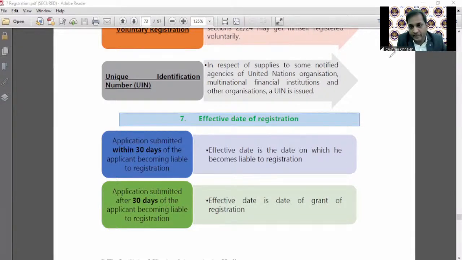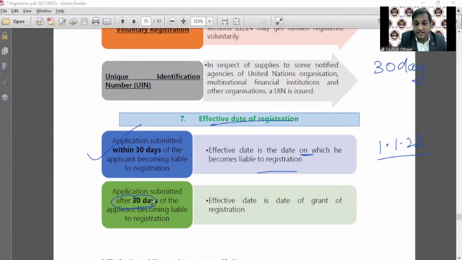What is the time limit to make an application? 30 days. If I have applied within 30 days, then what would be the effective date of the registration? The date on which I am liable to take registration, that is 1st Jan 2022. If my application is submitted after 30 days, then the date of the grant of the certificate would be the effective date. And what was that in my example? 6th Feb 2022. Is it clear?